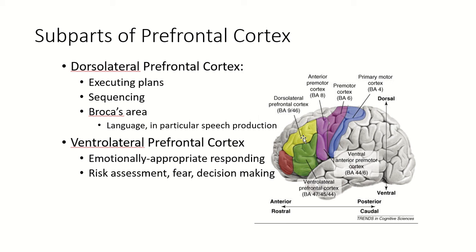The ventrolateral prefrontal cortex is very much related to emotionally appropriate responding. So in other words, not immediately cursing somebody out when something goes wrong, making sure you read social cues and so forth. It's also involved in assessing risks associated with certain decisions and fear and decision making in general. So that will come back up as well.